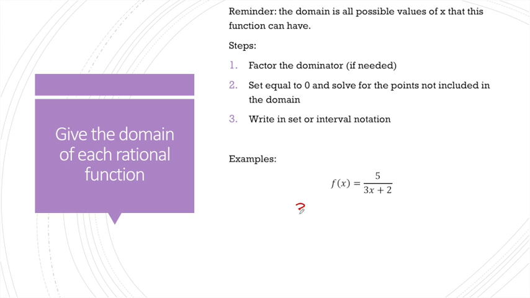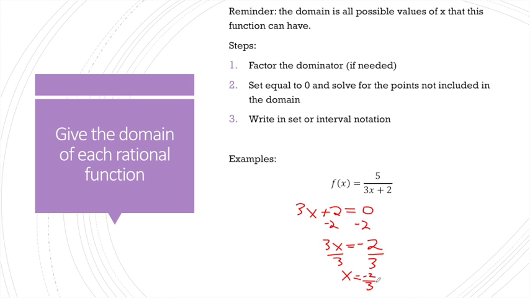So I'm going to go ahead and take 3x plus 2 equals 0. And now I just solve for x. I subtract 2 from both sides, so I get 3x equals negative 2. I divide both sides by 3. So I have x equals negative 2/3. If I was to plug this in to my function, that would make my denominator equal to 0. So this is a value I need to exclude from my domain.